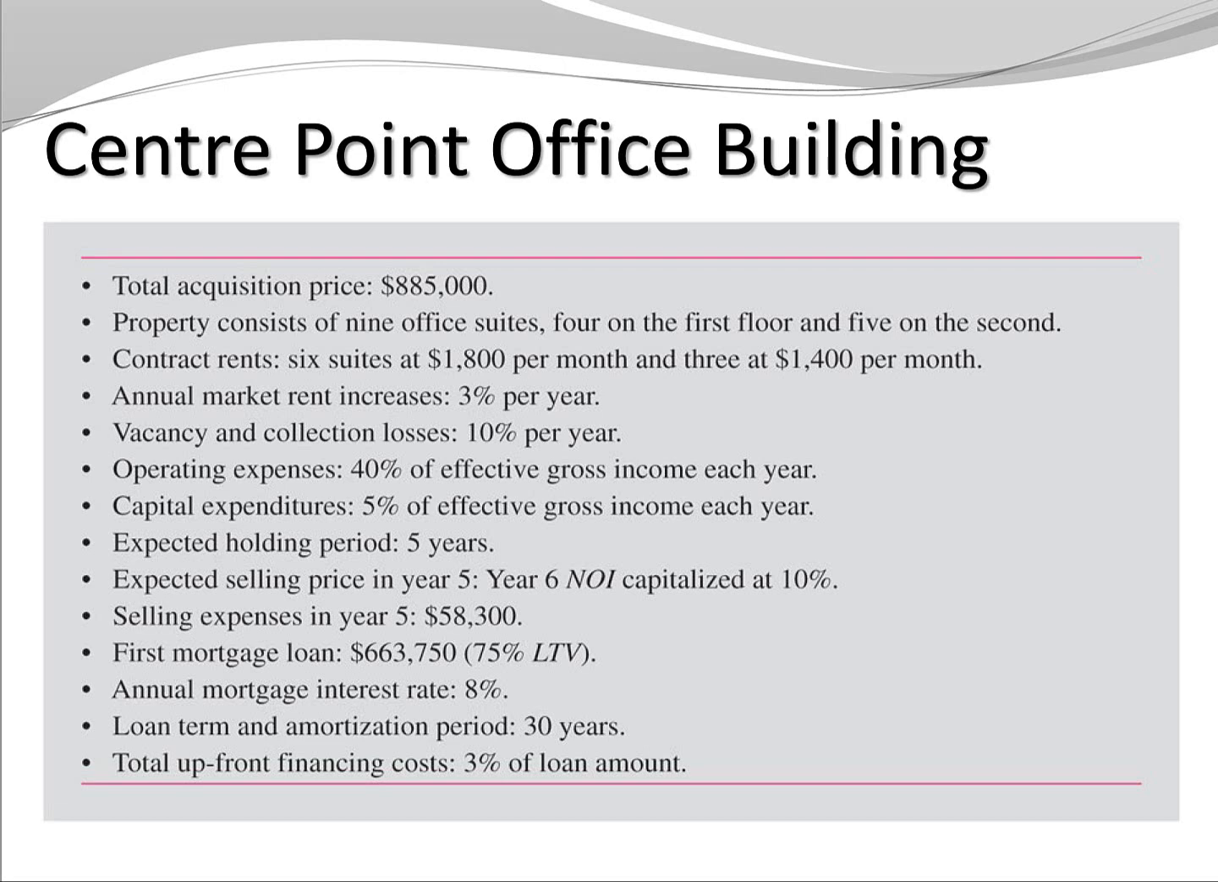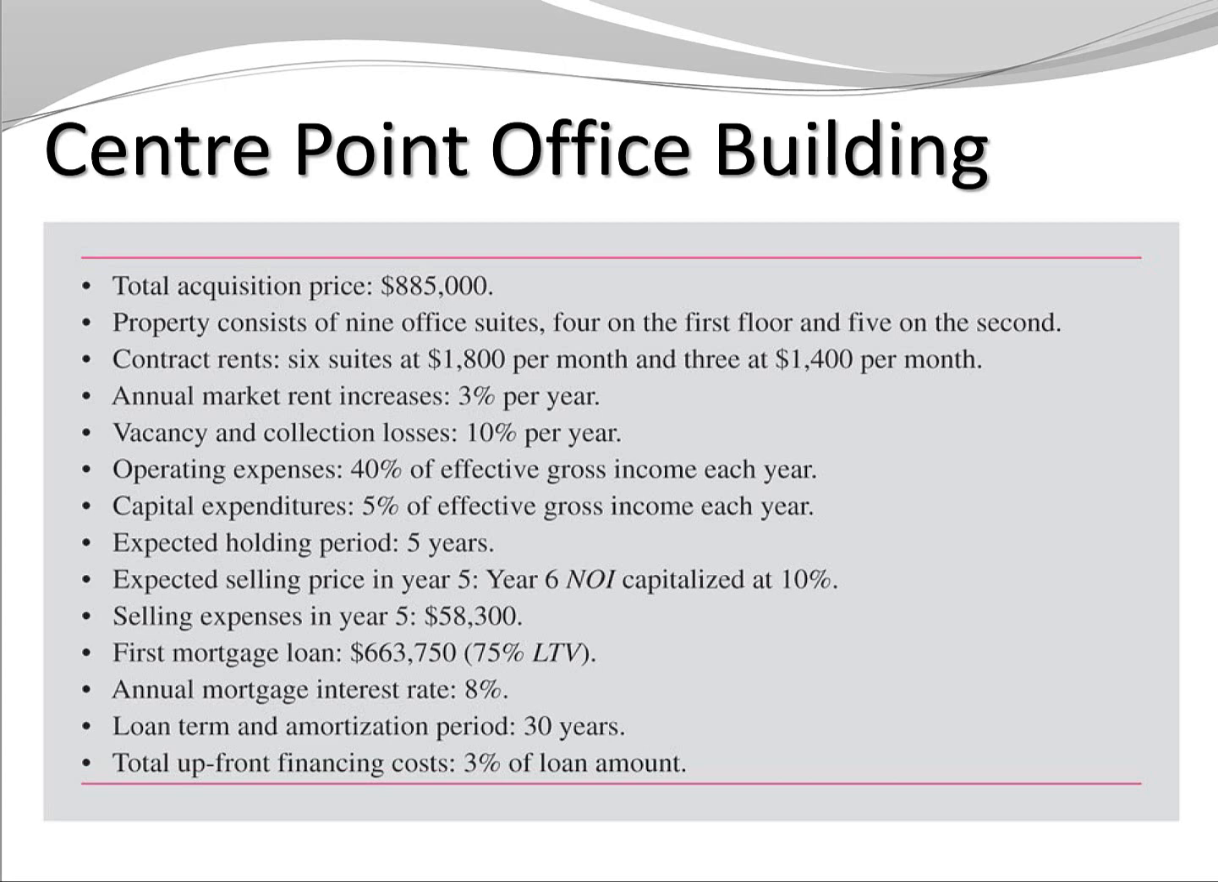In this chapter, we use the Central Point office building example to calculate net present value and internal rate of return. Total acquisition cost for this property is $885,000. The property consists of 9 office suites, 4 on the first floor and 5 on the second. The contract rent for the property is $1,800 per month for 6 of them and $1,400 per month for 3 of them. Annual market rent increase is estimated to be 3% per year.